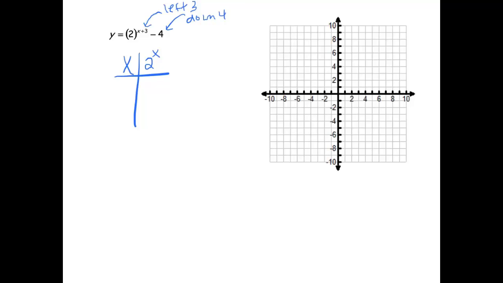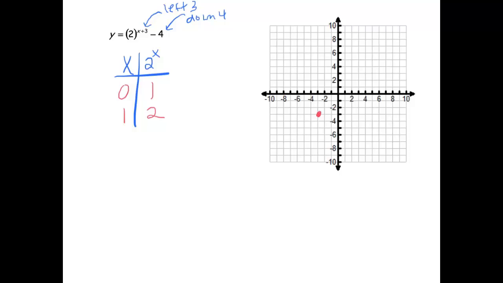So let's see, in my table I'm going to try 0 and 1. If I plug in 0, I get 2 to the 0, which is 1. If I plug in 1, 2 to the 1 is 2. Okay, so now if I graph these points, I'm just going to use my laser pointer here to show you around. There we go. 0, 1. I'm going to move it left 3, 1, 2, 3, and down 4. 1, 2, 3, 4. I'm going to put a point right there at negative 3, negative 3.